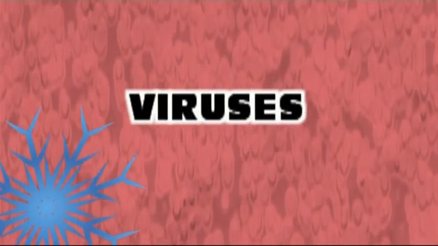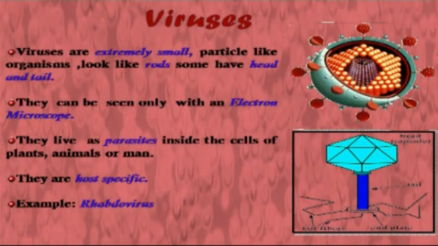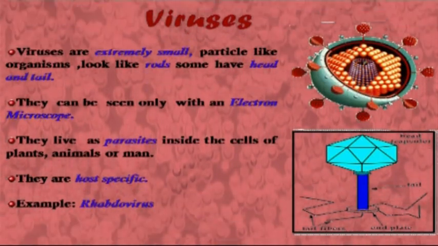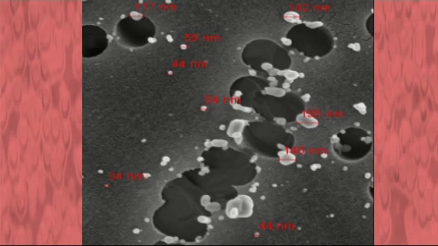Now let us move to the next group of microorganisms, which is viruses. Viruses are the smallest of all the microorganisms. As we have discussed earlier, they can only be seen with the help of an electron microscope, which has the ability to magnify their size up to 1 lakh times. It is the electron microscope which actually helps us to visualize these viruses and then study their structure.